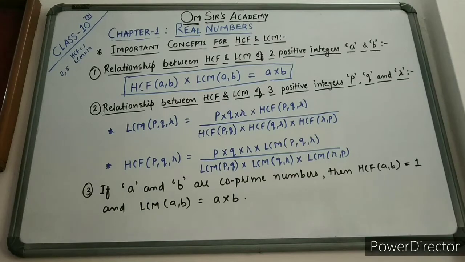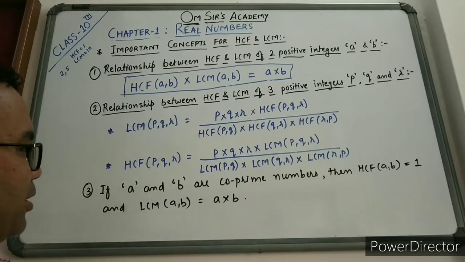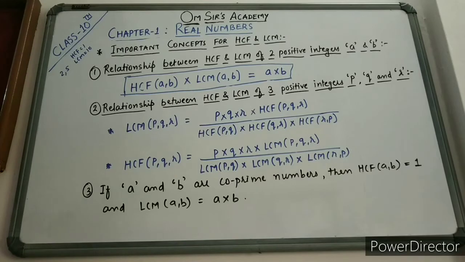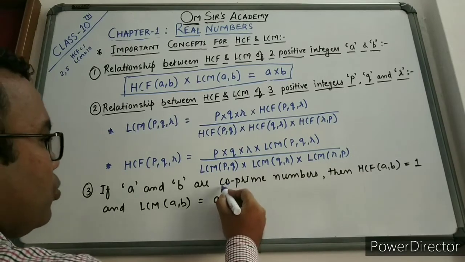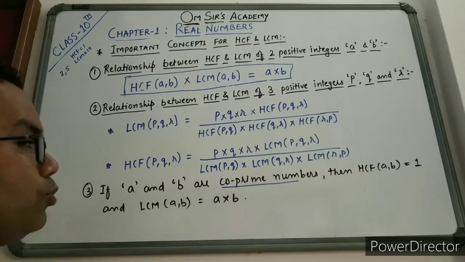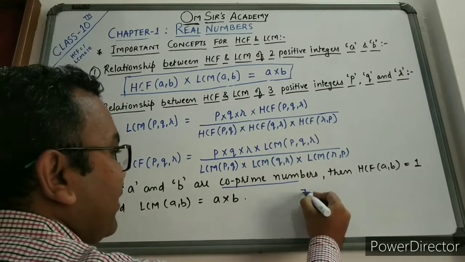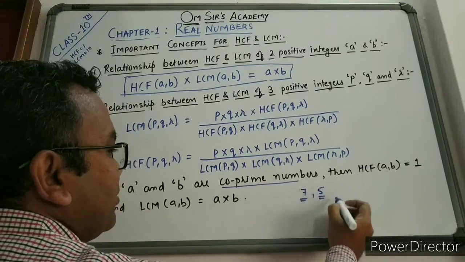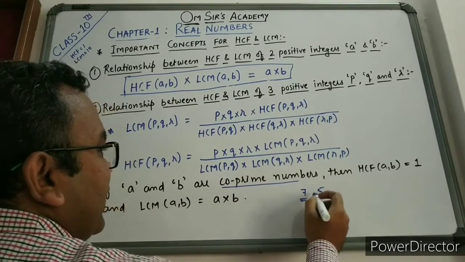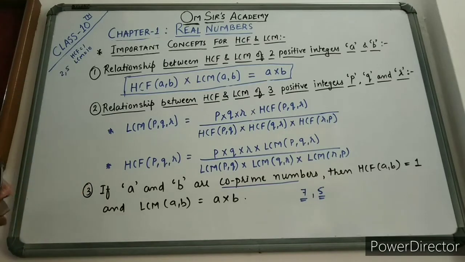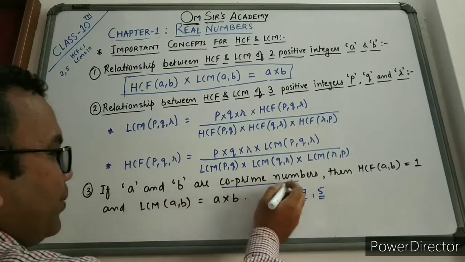Then the third important concept is if a and b are co-prime numbers. In the first example, I took two co-prime numbers only. What is the meaning of co-primes? Co-prime numbers are those numbers which do not have anything in common. Say for example 7 and 5. These are co-prime numbers. Why? Because they have nothing common other than 1. Is it clear? So a and b are co-prime numbers.